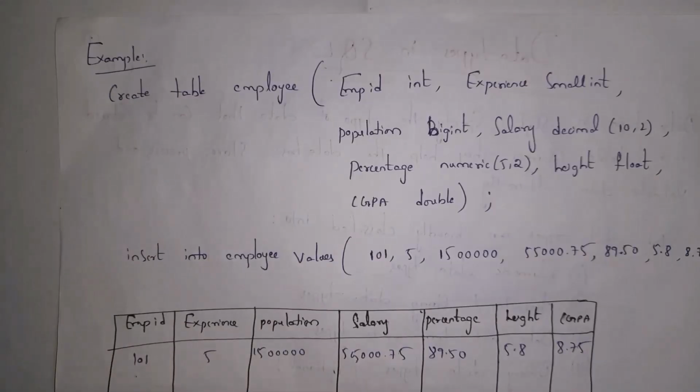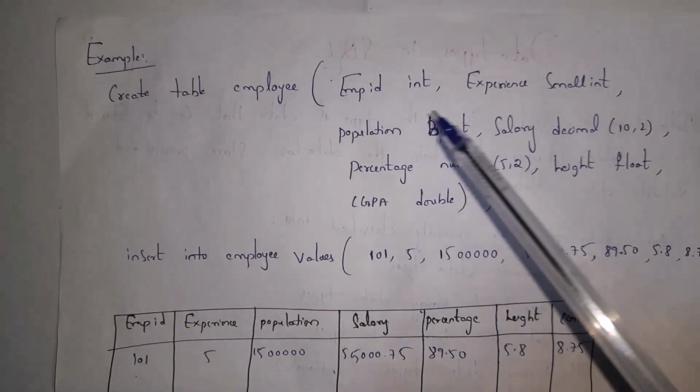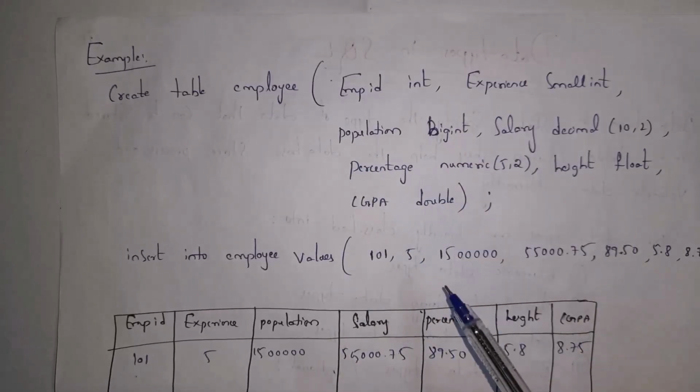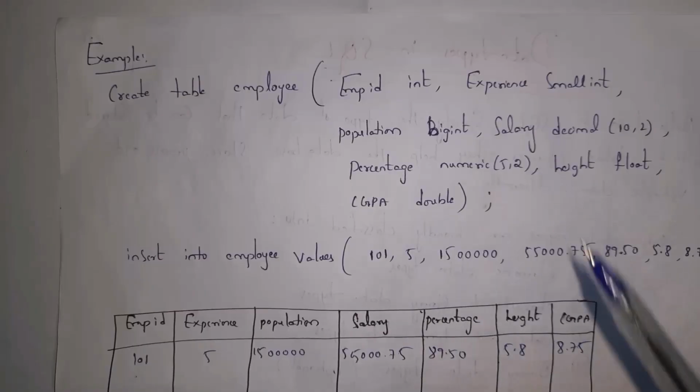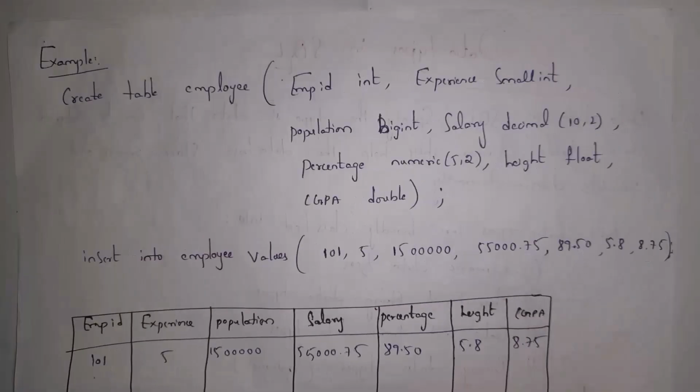Now I want to insert values, so I'll write the code. Insert into employee values. First employeeID, that is 101, and experience 5 years, and population, that is 150000, comma, salary 55,000.75, and percentage, that is 89.5, and height 5.8, and CGPA 8.75. Close the bracket and give a semicolon. Whenever I write this code and click enter, all these values are inserted. You can write this simple example for various numeric data types.